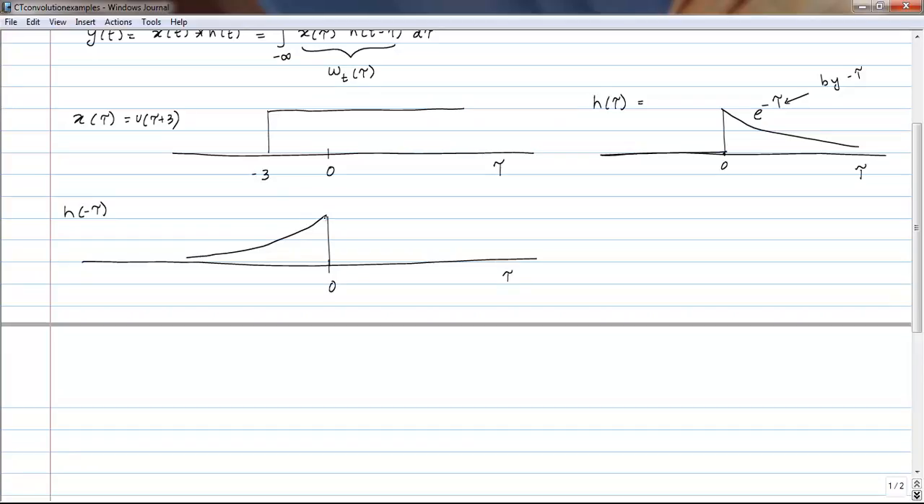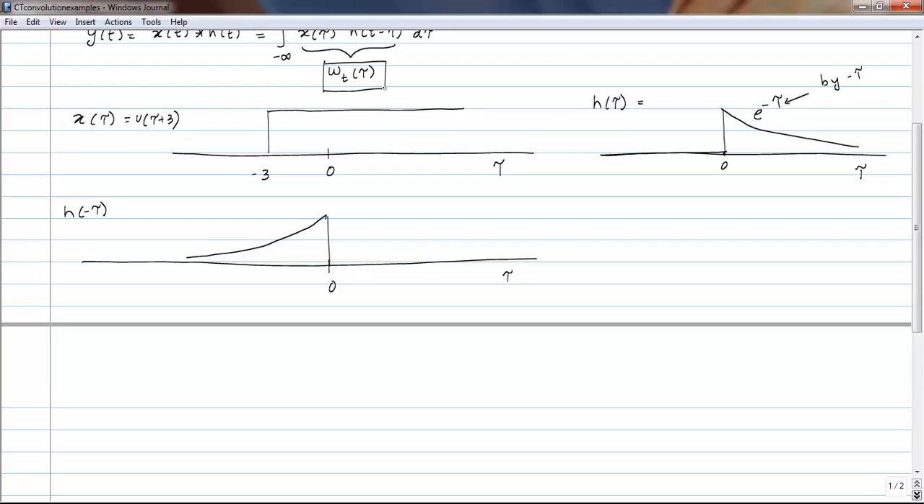So then the next step is to actually shift h of minus tau by t units to the right. In order for you to figure out y of t, what we need to do is shift h of minus tau by t units, and then multiply h of t minus tau with x of tau, which is the intermediate signal w, and then integrate that signal for all values of tau from minus infinity to plus infinity, and that will give you the answer for y of t. Now I keep saying shifted to the right by t, but when t is negative, clearly this means that you want to shift to the left instead of to the right.